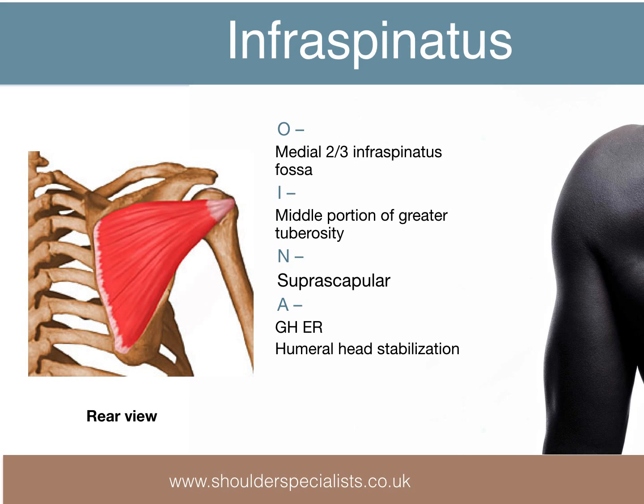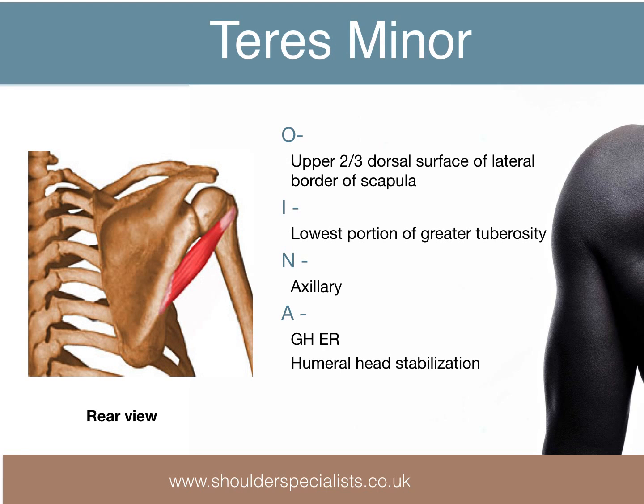Infraspinatus arises from below the spine of the scapula, inserts on the middle part of the greater tuberosity, and is supplied by the suprascapular nerve. Its action is to stabilize and externally rotate the humeral head. Teres minor arises from the middle third of the lateral border of the scapula and inserts on the lower part of the greater tuberosity. It is supplied by the axillary nerve, and it stabilizes the humeral head and acts as an external rotator, particularly of the abducted arm.